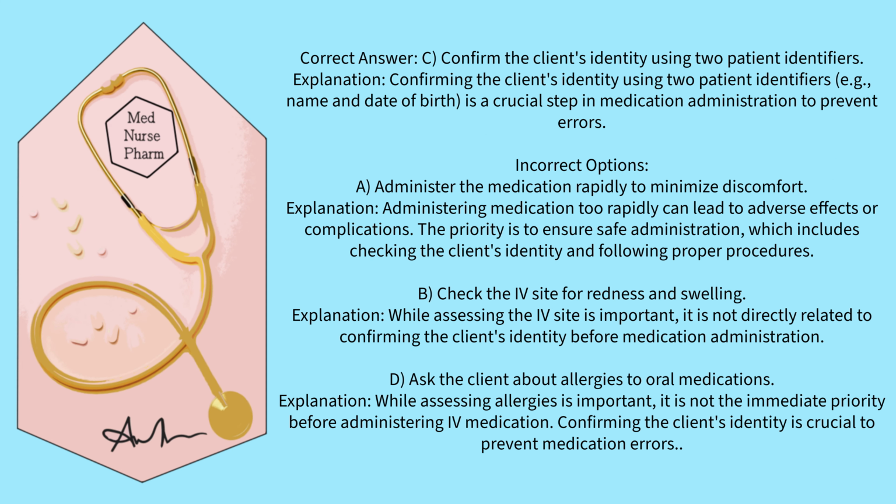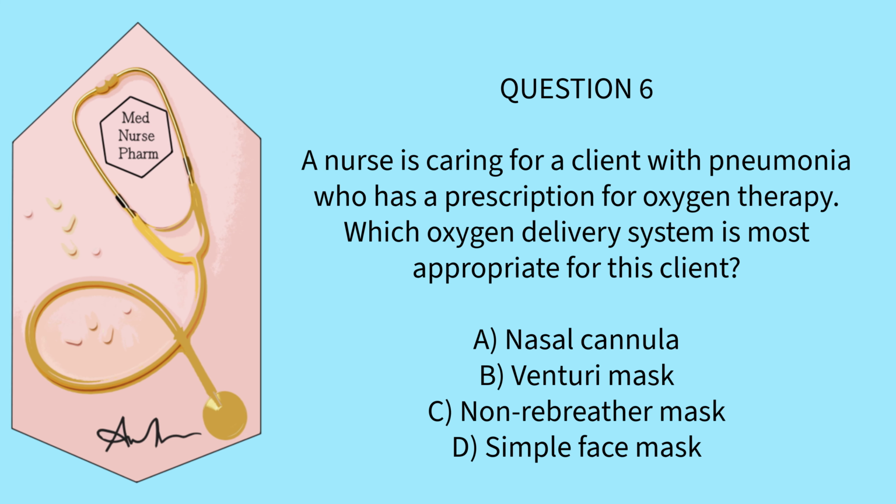If you chose option C, you are correct. Confirm the client's identity using two patient identifiers. Confirming the client's identity using two patient identifiers, for example name and date of birth, is a crucial step in medication administration to prevent errors.